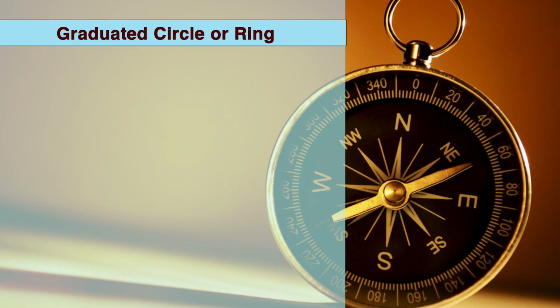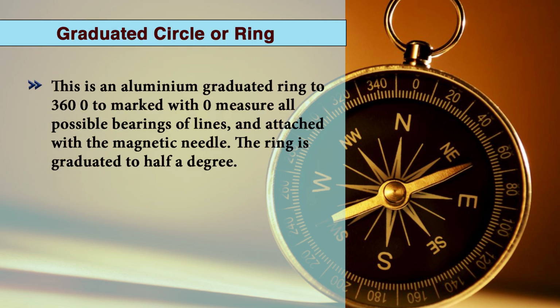Next component is the graduated circle or ring. This is an aluminum graduated ring, marked from 0 to 360 degrees to measure all possible bearings of a line, and attached with the magnetic needle. The ring is graduated to half a degree.